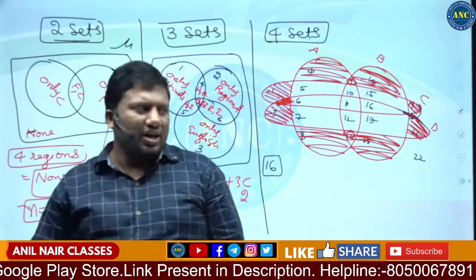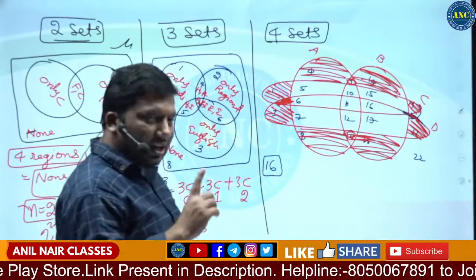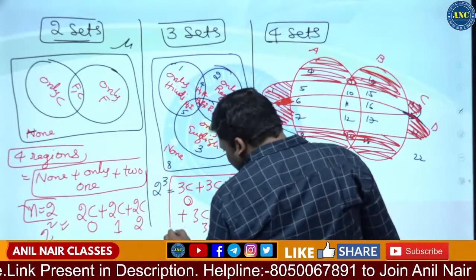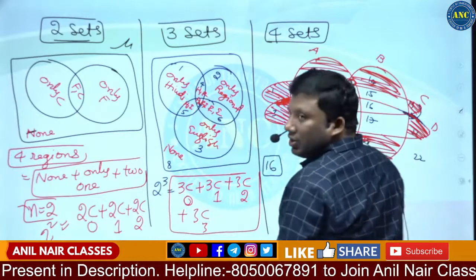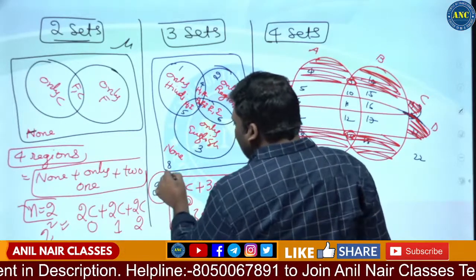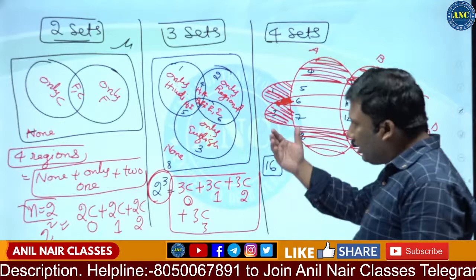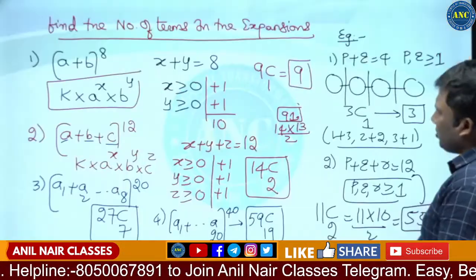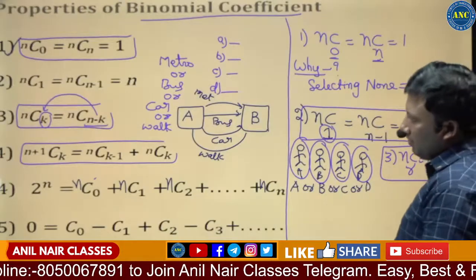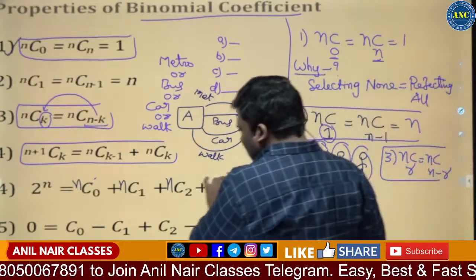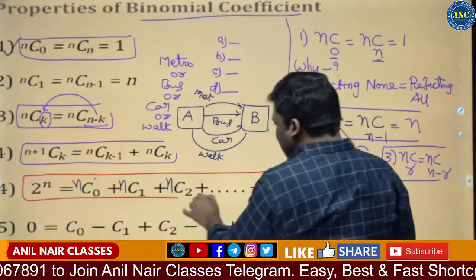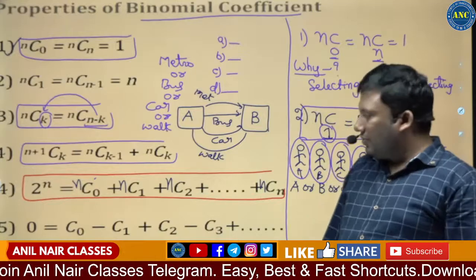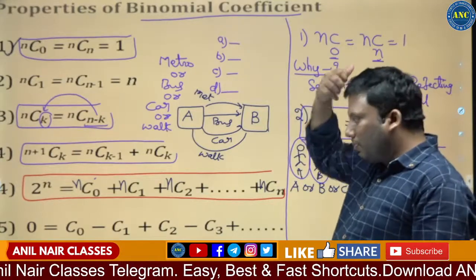Anyway, in set theory, Venn diagrams I will discuss in detail. The idea is to tell you nC0 plus nC1 plus nC2 and so on up to nCr is given by 2 power n. I just wanted to tell you from a set theory perspective the number of terms. I hope it is clear. So we are discussing that the sum of the coefficients is given by 2 power n.